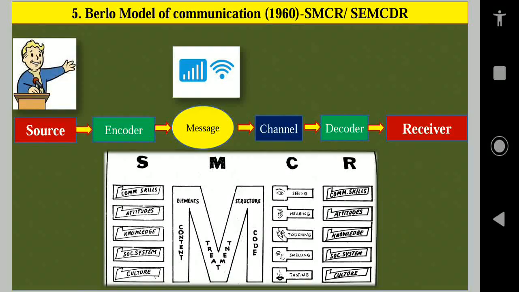In this model, communication is seen as a continuous process in which noise is reduced by a process called feedback. As stated earlier, this model includes four elements. Already we have discussed this.